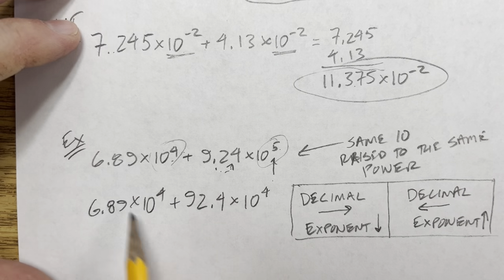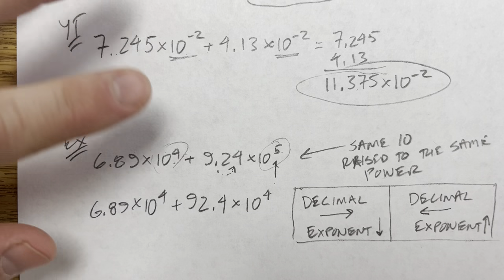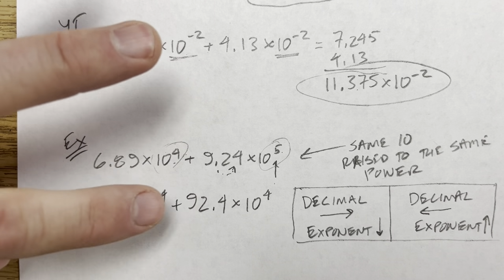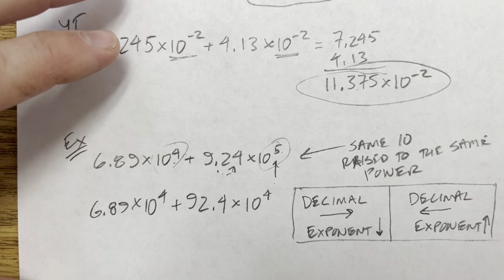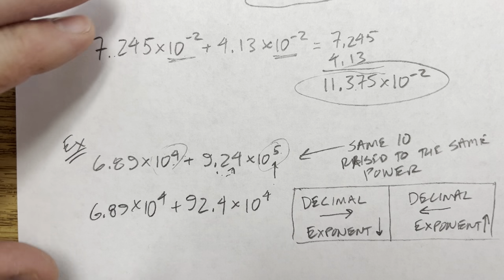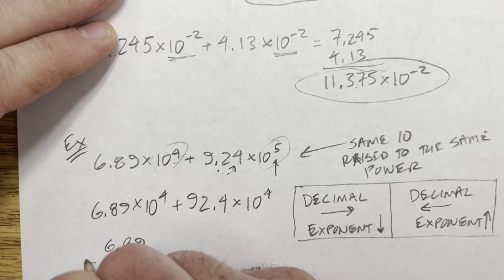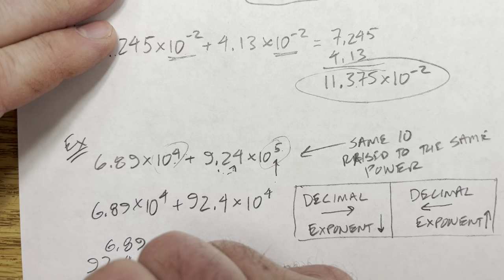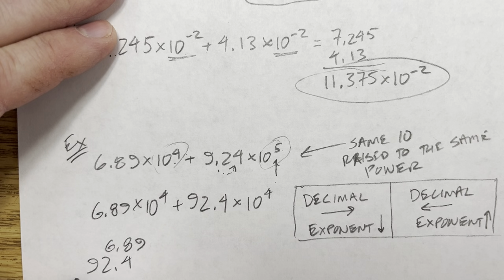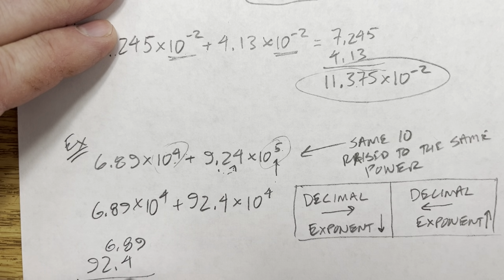So now at this point, I can simplify this how I've been simplifying all of these. 6.89 plus 92.4. Make sure I line up the decimals. And then whatever I get here, I'm going to multiply that by 10 to the 4th.